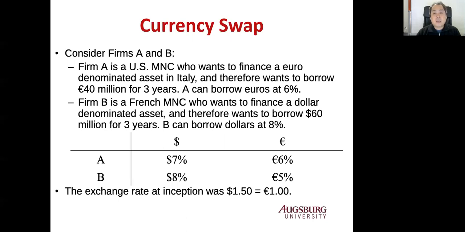Firm B is the French company, a French multinational company again. They want to finance dollars and they want to borrow $60 million for 3 years. They can borrow dollars at 8%. So their dollar interest rate is 8%. So based on this table, dollar interest rate A 7, B 8, euro 6 and 5. The exchange rate at its inception was 1 euro equals $1.50, so $1.50 per euro.